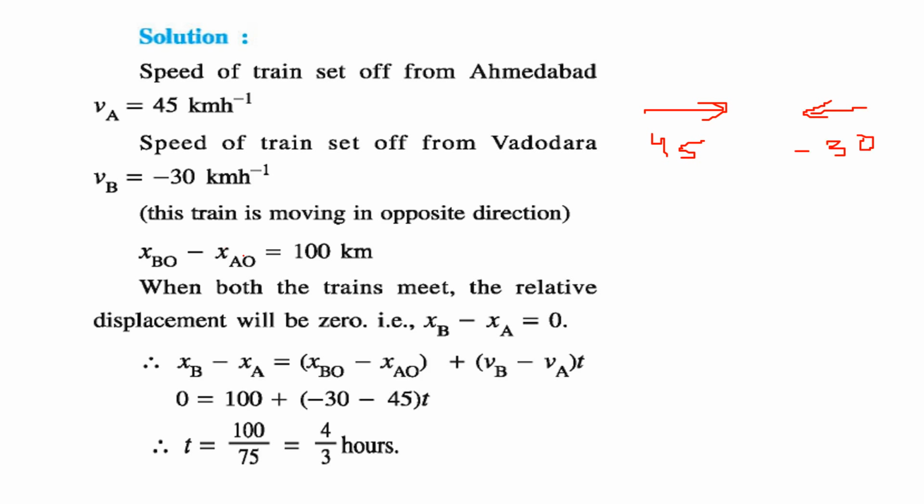XBO minus XAO, the trains are in opposite direction. So what is the distance? It is 100 km. When they are going to meet somewhere, the relative displacement, sorry, not distance, displacement, XB minus XA will be 0. So we'll use again this expression which we have found out from our discussion. XB minus XA is 0, XBO minus XAO we know the difference is 100, and we have used both these velocities with proper sign, and time will be 4/3 hours.